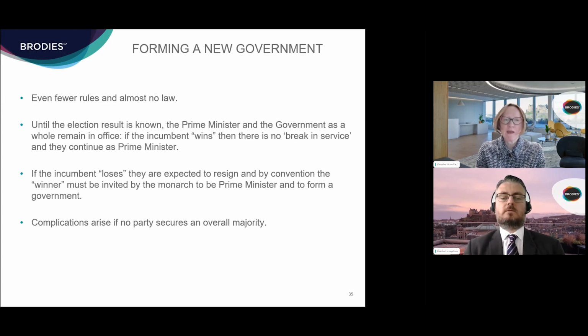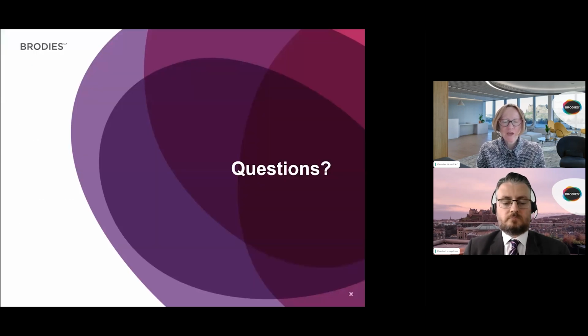Now, that applies where there is a clear winner and where there is a clear loser, and complications can arise if no party secures an overall majority. And that may be something that we can talk about in the question session, because we are at the end of our formal presentation. We're very happy to take questions for the next few minutes if you have any.